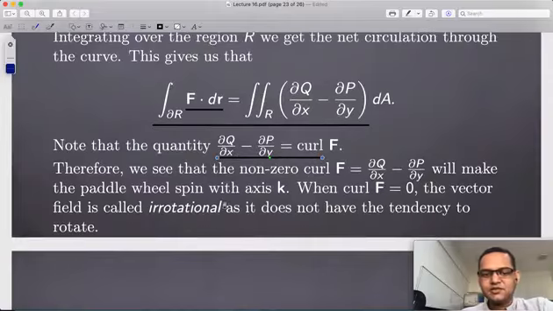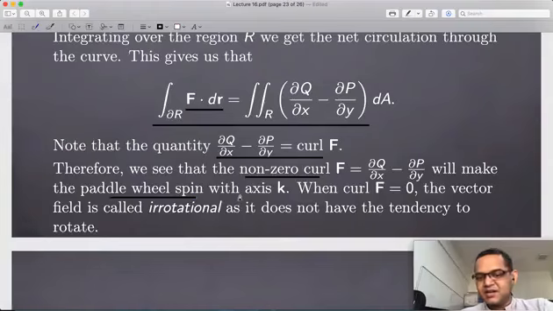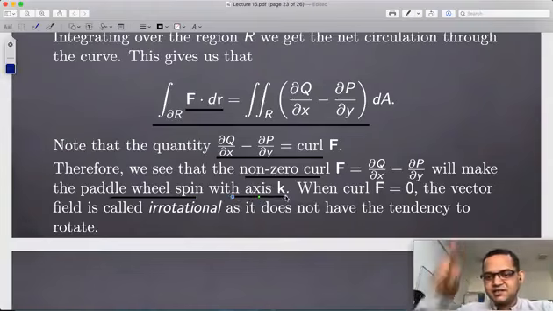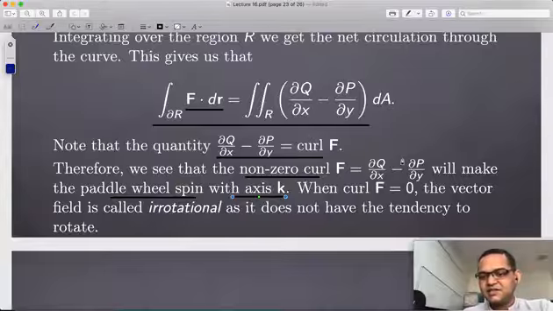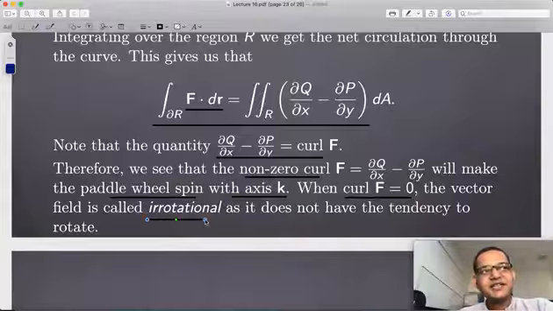So when you write it down, you have to read a little bit more about these things to understand them in depth. This says that if the vertical component of the curl, which is this for a plane vector field, is non-zero, then the paddle wheel will spin with axis k, because its only contribution is in the k direction. And if your curl F is 0, then this vector field is called irrotational. So basically it doesn't have any tendency to rotate.